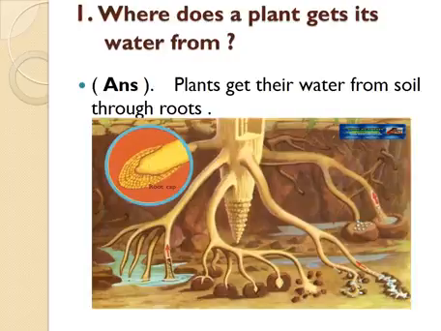The first question is, where does a plant get its water from? The answer is, plants get their water from soil through roots. As you can see in the figure, plants have roots which are buried inside the soil. So water is absorbed by the roots from the soil, and then it is transmitted to the whole plant. Next question.